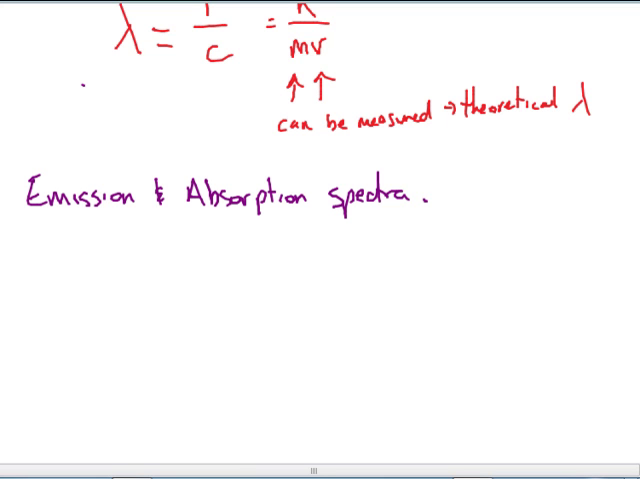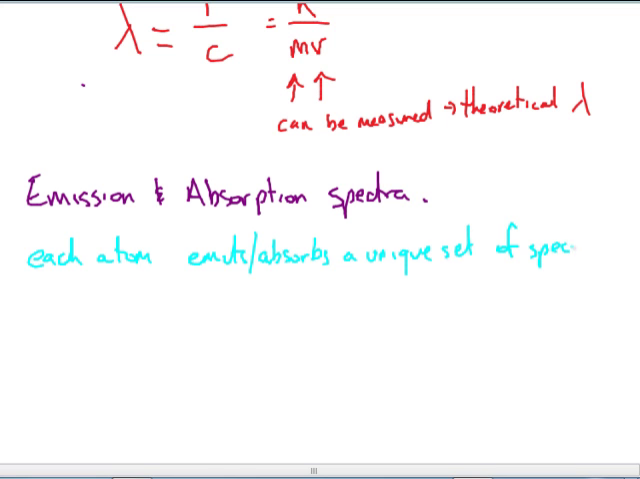So the basis for this is that each atom emits and absorbs a unique set of spectra. When we use the term spectra, we're just talking about wavelengths of light. So unique set, only exact values of energy.